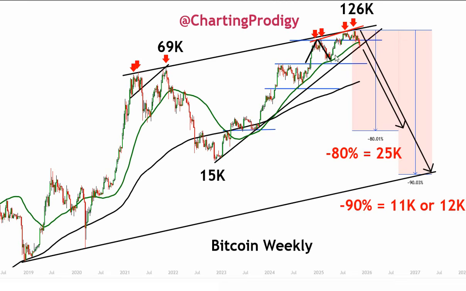The head and shoulders pattern measures down to 22,000. An 80% drop from 126,000 takes us to 25,000, very close to the head and shoulders measurement. If we go down to this trend line, which is the upper boundary of this channel, which I think is likely, that would be more like a 91% drop. Why do I think it's likely we get a 90% drop with Bitcoin to this trend line?